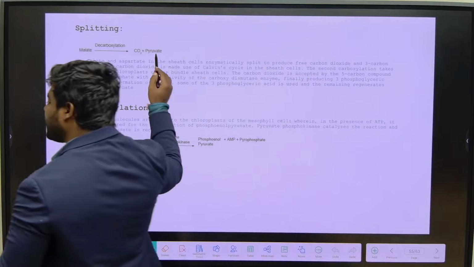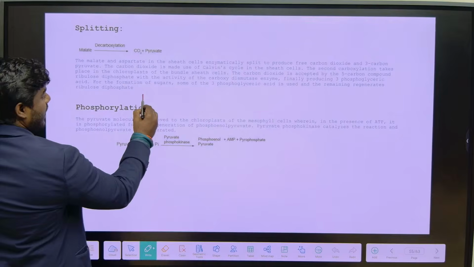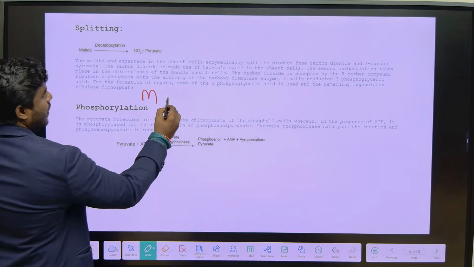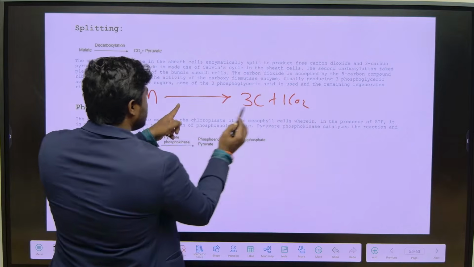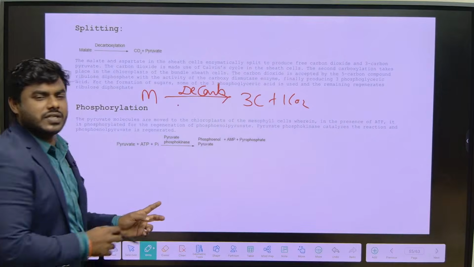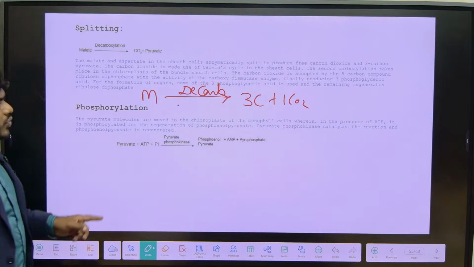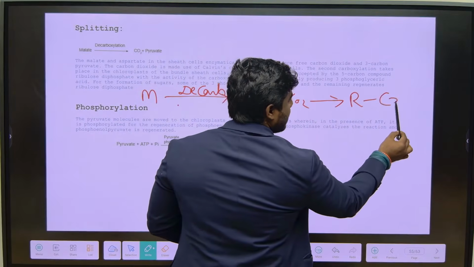Now what is the reaction? Splitting. Correct? Now malate is how many carbon? 4 carbon. Breakdown into 3 carbon plus 1 carbon. So this is what reaction? Decarboxylation. So the enzyme is decarboxylase. Correct? Now this 1 carbon, who will take it and continue which cycle? Calvin cycle.